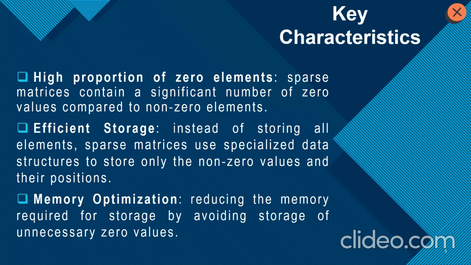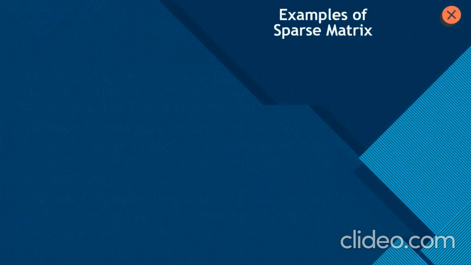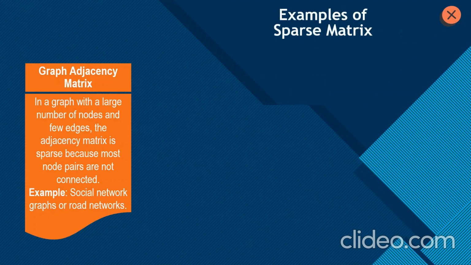For the time being, let us move to the next point, which is memory optimization. It reduces the memory required for storage by avoiding storage of unnecessary zero elements. As I said earlier, we will be storing only the non-zero elements, not the zeros. And since there are many zeros, their space is not required.